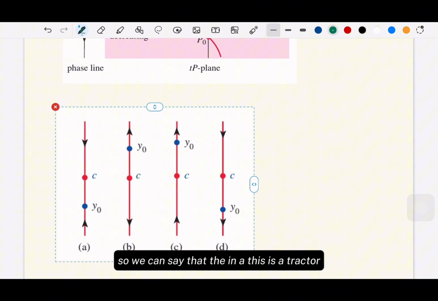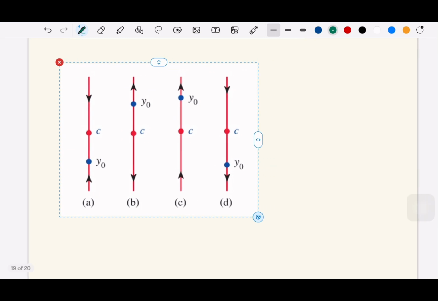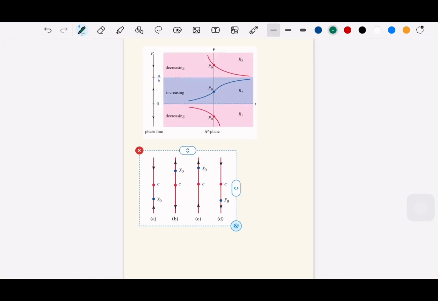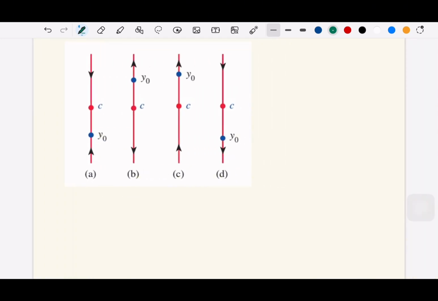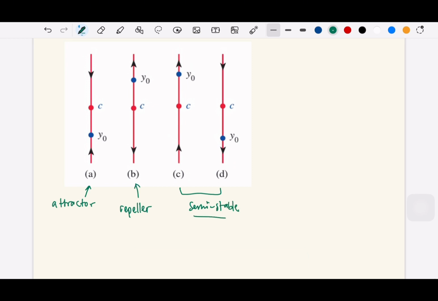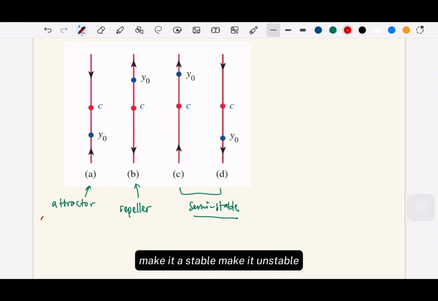So we can say that in A, this is an attractor. In B is a repeller. And this one here is semi-stable. So an attractor makes it stable, a repeller makes it unstable.